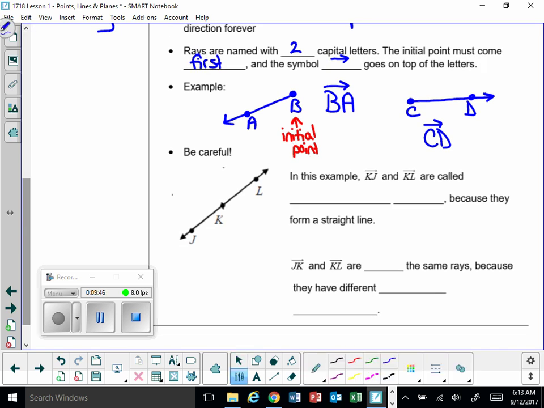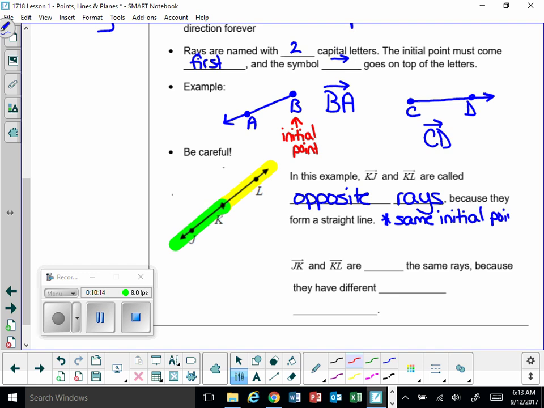In this example, KJ and KL are called opposite rays because they form a straight line. Opposite rays have to have the same initial point. Okay, so I'm starting at K, and then going on forever. So same initial point. Opposite rays are important, and we're going to be using them a lot this year.